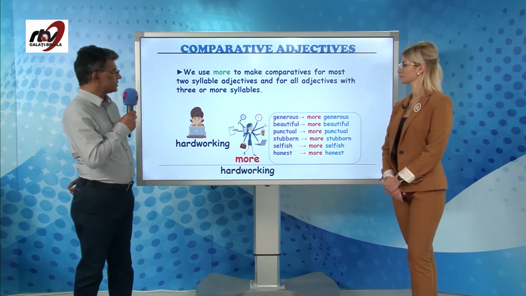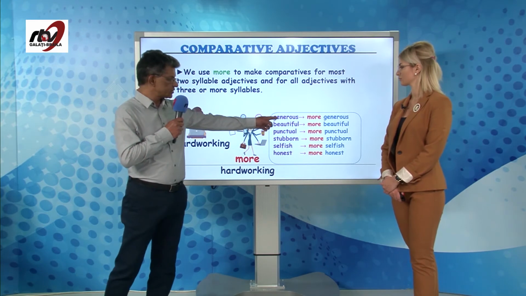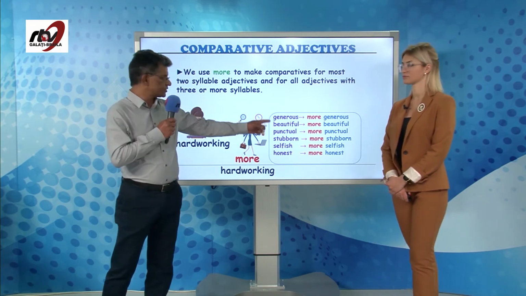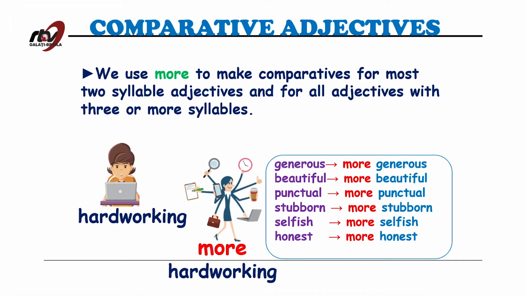Now, what exactly is a syllable? If we take this word generous, these are actually 3 syllables. Generous. So when we are talking about two-syllable adjectives, they usually go with more.